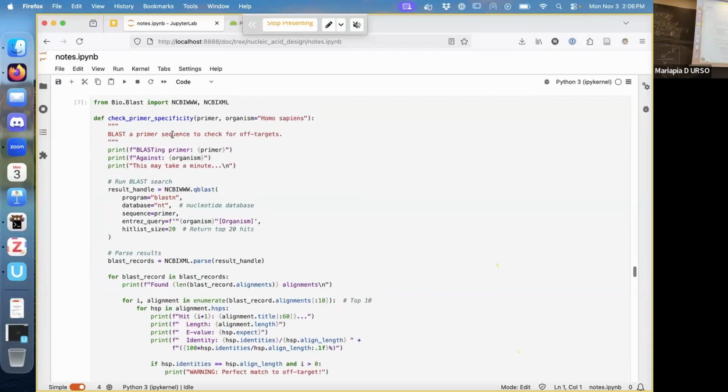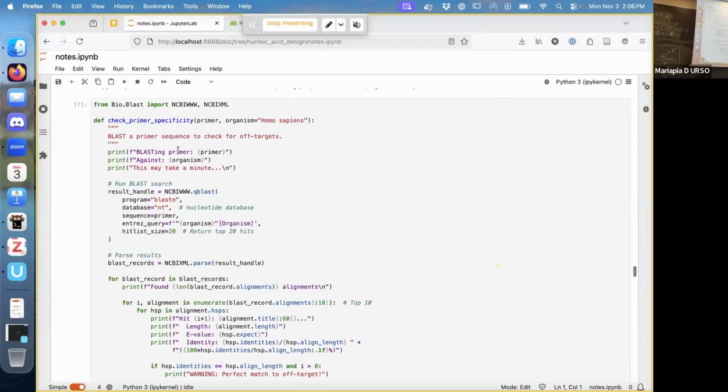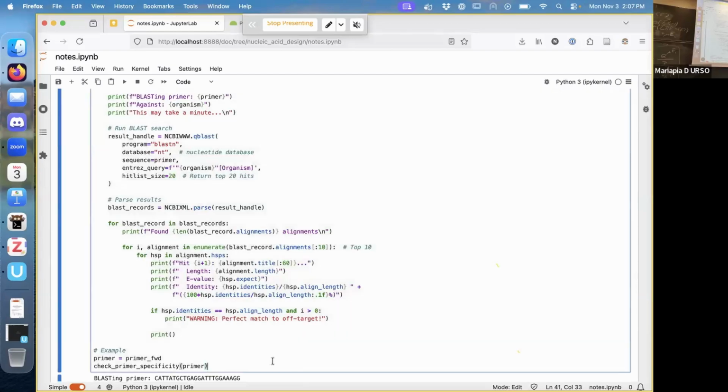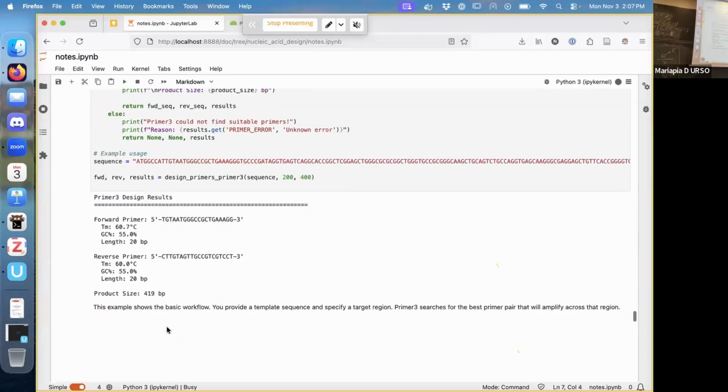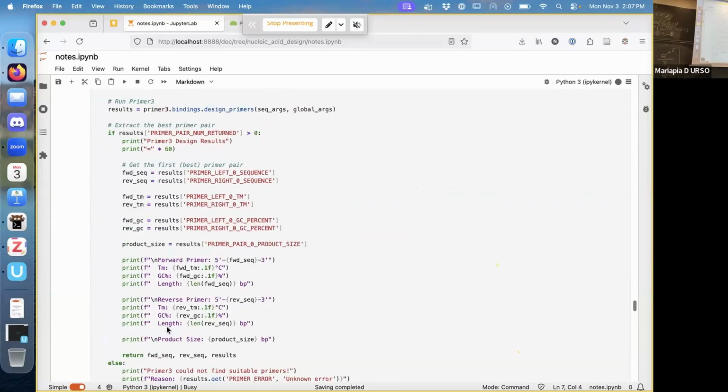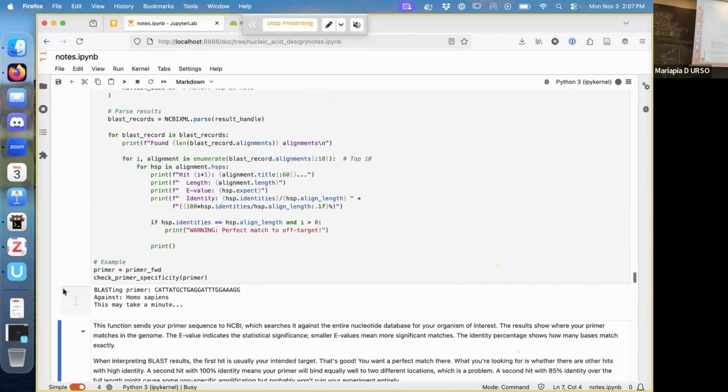Here you see how you do that. It's built into BioPython again, just a QBlast function. And we're blasting our forward primer that we had before. This takes about a minute, and then we come back with some of the results.